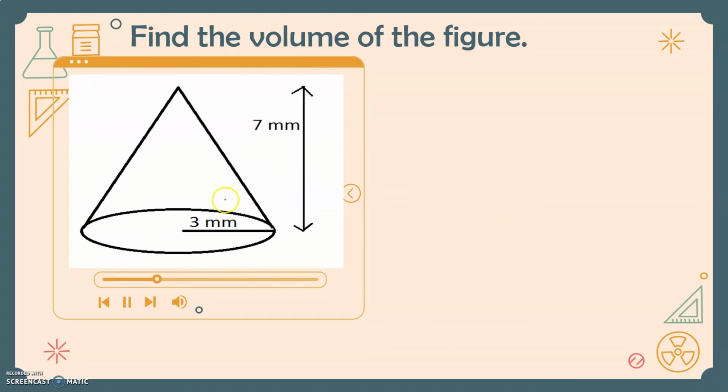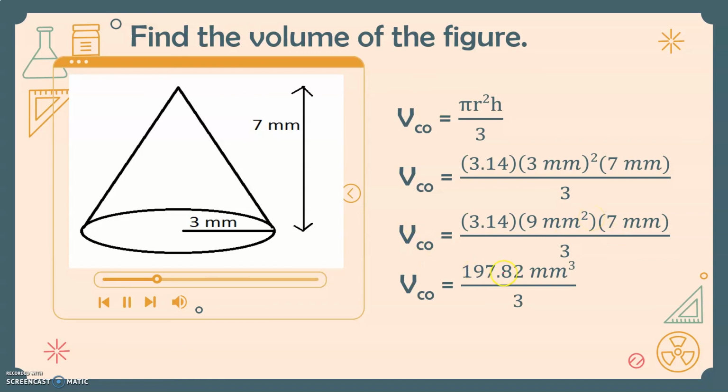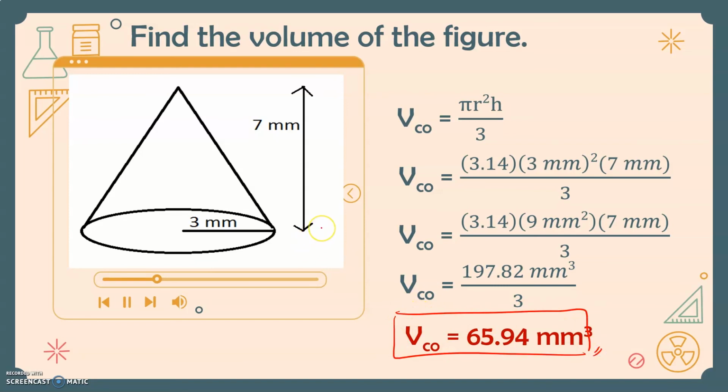Next example, this time we are given a cone whose radius is 3 millimeters and height is 7 millimeters. Again, to find its volume, we will use the formula pi r squared times height divided by 3. Substituting the given information, we'll have 3.14 times 3 millimeters squared times 7 millimeters all over 3. 3 millimeters squared is equal to 9 square millimeters. Multiply it to 3.14 and 7 millimeters. We'll have 197.82 cubic millimeters, but we still need to divide it by 3, and that will give us 65.94 cubic millimeters, and this is now the volume of this cone.